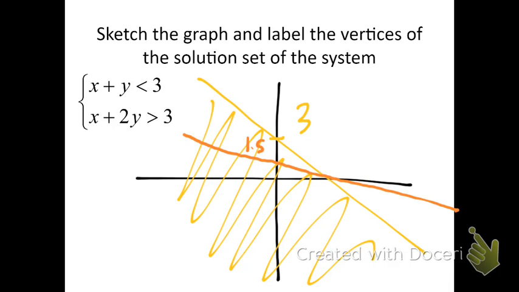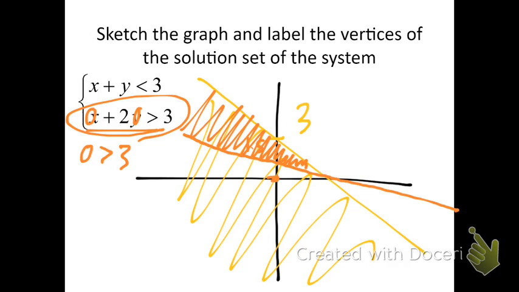But what I was saying is once you graph this equation as a line, you want to use the original inequality to test the point. So if I test the point 0, 0 again in here, I get 0 is greater than 3, which is not true. So now I'm going to shade in the opposite direction of 0, 0. And I get that this orange part is the part that's shaded twice, so that's going to be my solution.